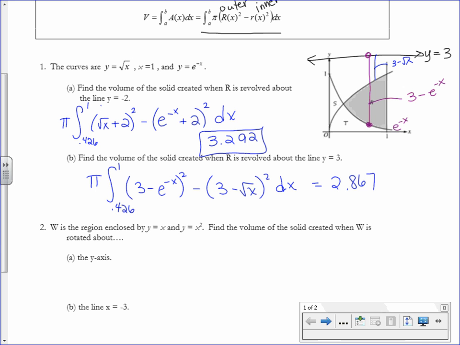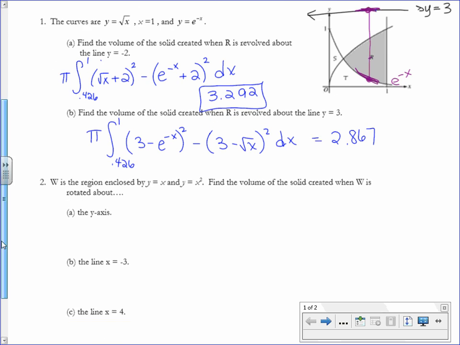All right, so take a look at that, rewind it if you missed anything, but long story short, to find the outer and inner radius, you end up subtracting your axis of rotation and your curve, but you always make sure you do top minus bottom. Top in this case was 3, bottom was e to the negative x, 3 minus e to the negative x.